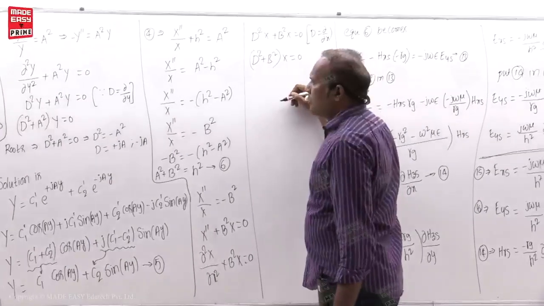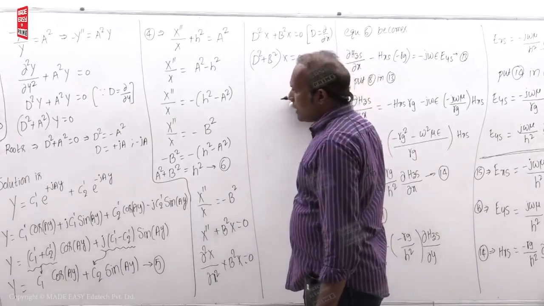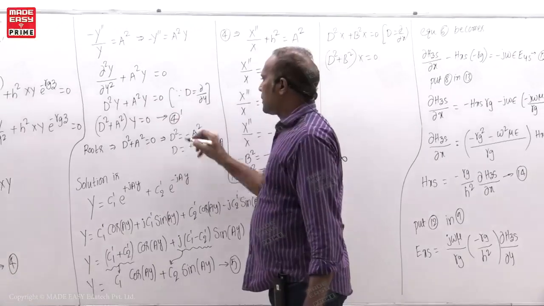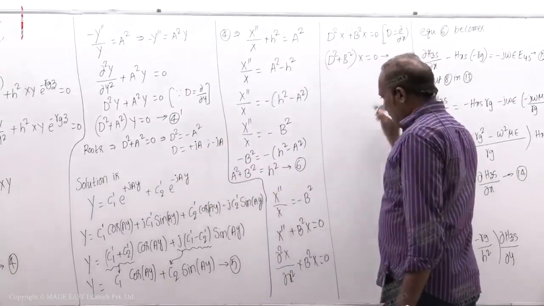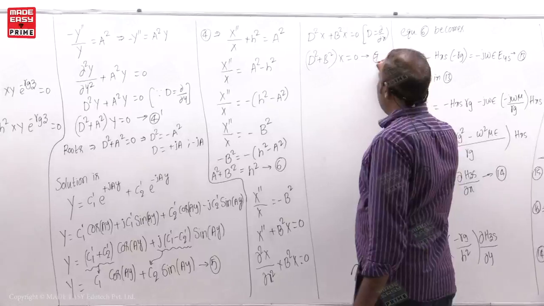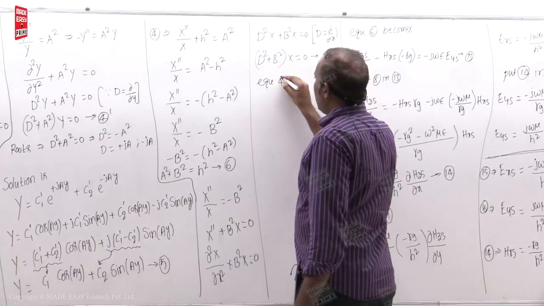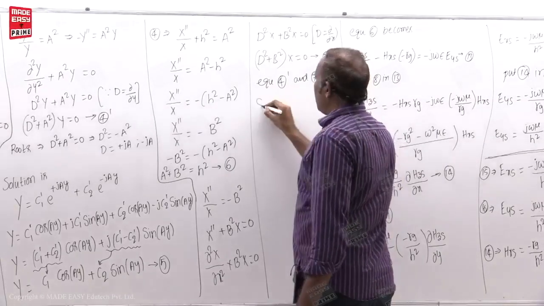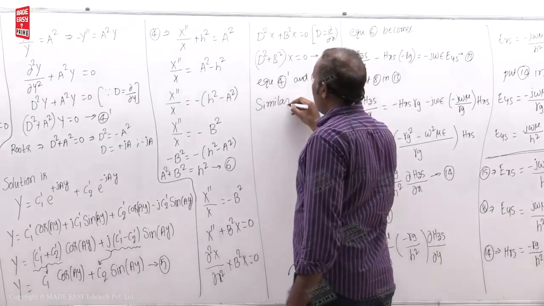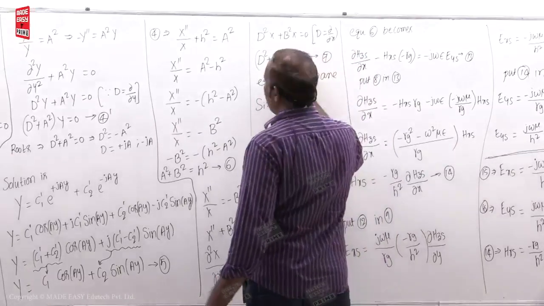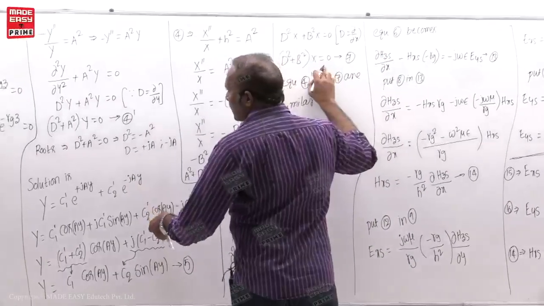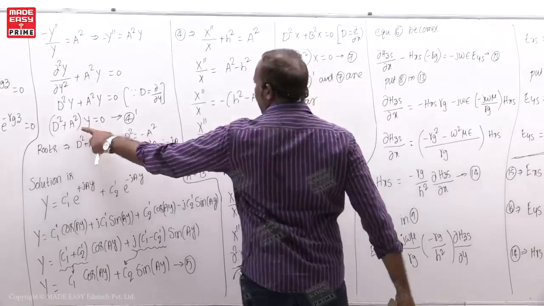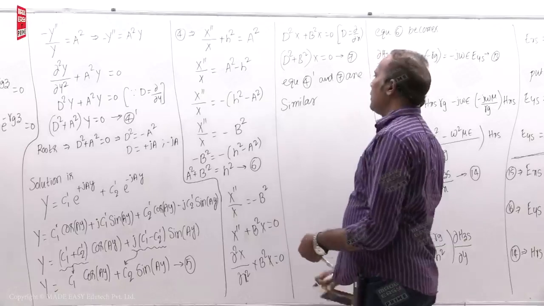Students, we'll do one thing. Why waste time? We will call this equation 4 dash. Now we will call this equation 7. So equation 4 dash and 7 are similar. D square plus b square into X is equal to 0, and for the other one, D square plus a square into Y is equal to 0. So the solution will be similar.